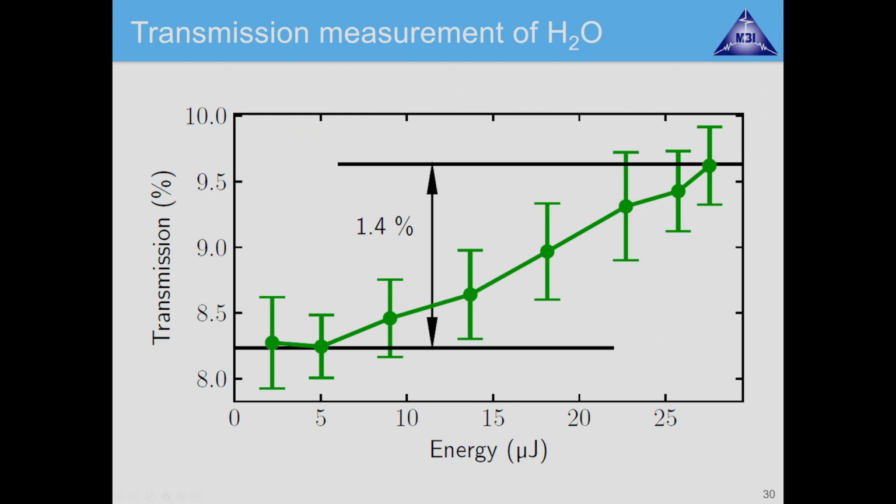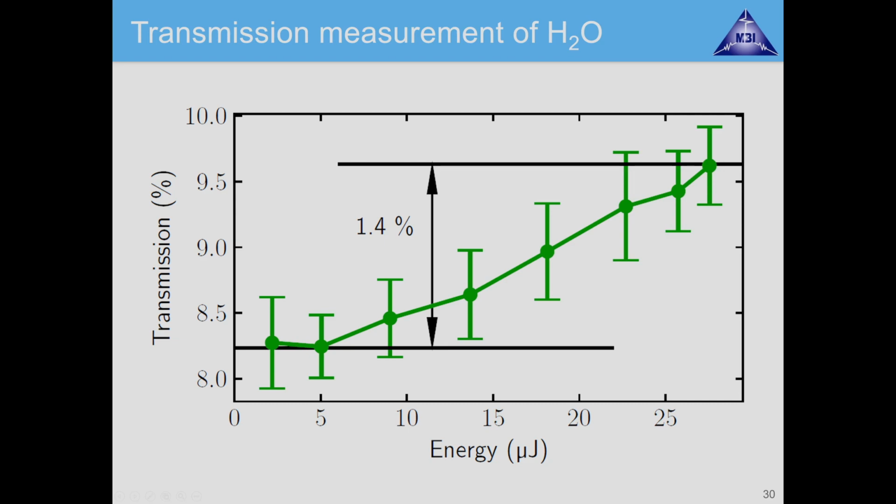And that's what we measured. On the x-axis, you see the energy of our long-wave infrared pulse, and on the left-hand side, the transmission. And we could show that between 3 and 27 microjoules of energy, we could see a change of 1.4% in transmission.